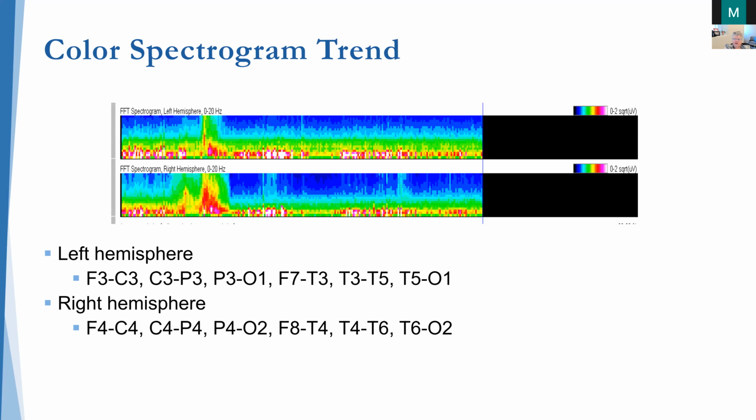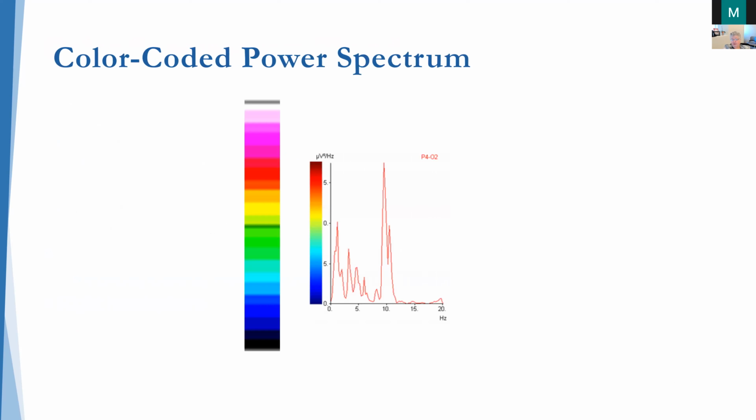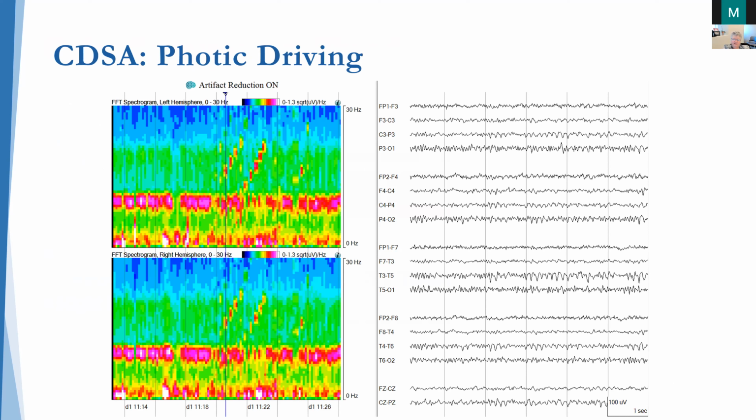We can also use fast Fourier transformation to create color spectrogram trends. And this is a three-dimensional graph now where we color code the amount of power according to a rainbow scale, as we see here. And this color spectrogram allows us to pick out specific frequencies. So now we have our frequency along the y-axis, time across the x-axis, and the amount of power at each frequency is represented by this color scale, where deeper colors represent increased power.